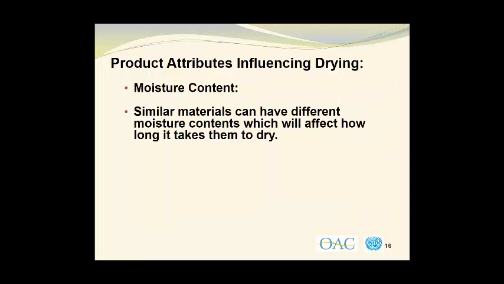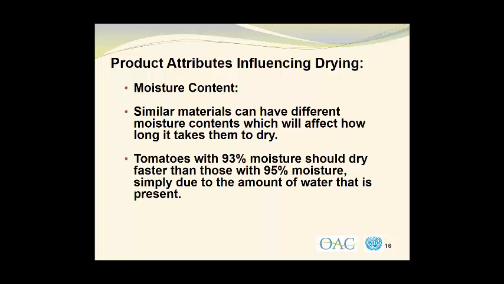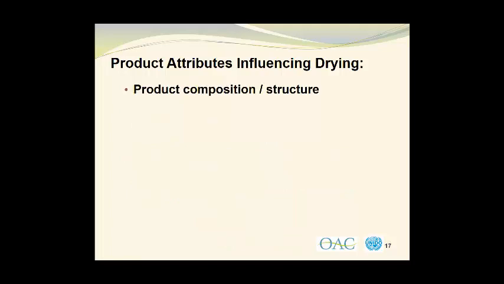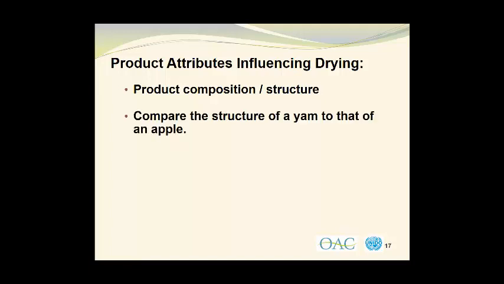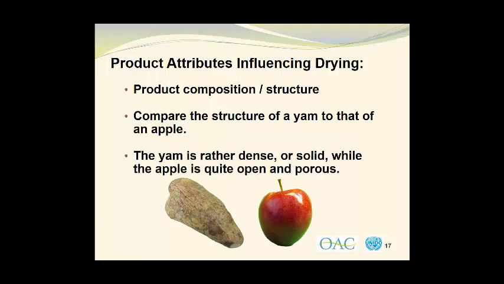Similar materials can have different moisture contents, which will affect how long it takes them to dry. Tomatoes with 93% moisture should dry faster than those with 95% moisture, simply due to the amount of water that is present. Product composition and structure is also something that has an influence on drying. You might want to consider the structure of a yam and compare it to that of an apple. The yam is rather dense or solid, while the apple is quite open and porous, and these differences have a pronounced effect on the rate of drying.